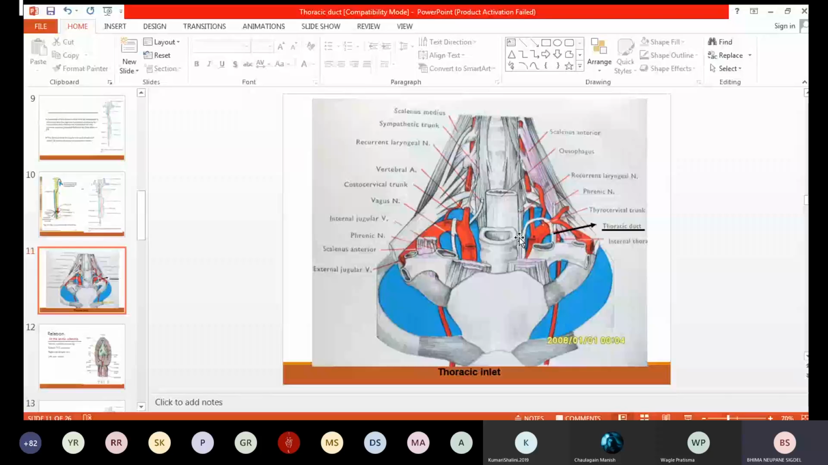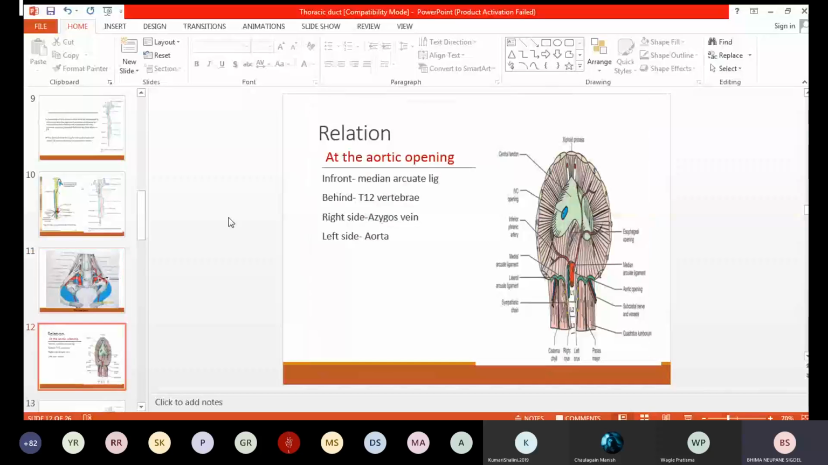Okay. So it is arching over here. Posteriorly you can see the subclavian artery and the veins. And then it is descending downward. You can see this is the thoracic duct descending downward to terminate at the junction of the left internal jugular vein, which is vertical, and the left subclavian artery. Okay. So that was about the course, termination and origin of the thoracic duct.